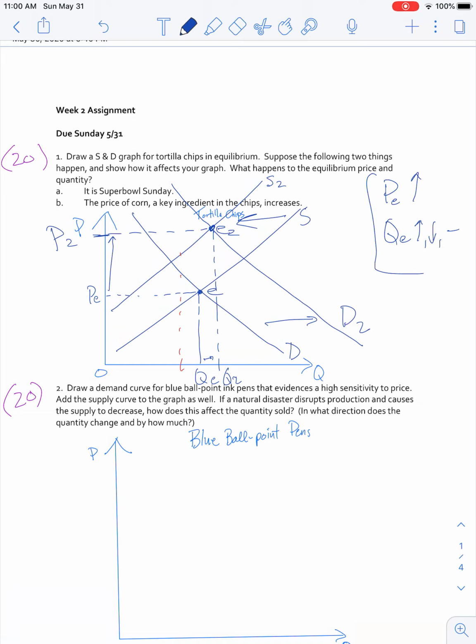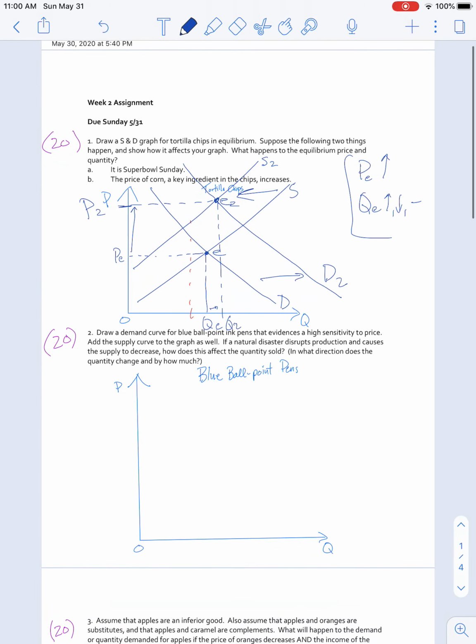So demand should shift to the right, supply should shift to the left, and then your new equilibrium falls where it does. So that's the first question. That's worth 20 points. It's broken down for overall setup and then shifting the curves.